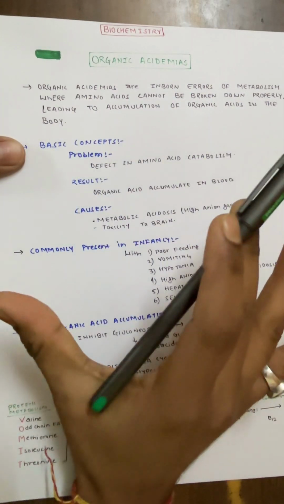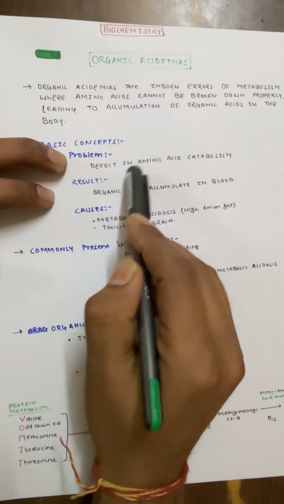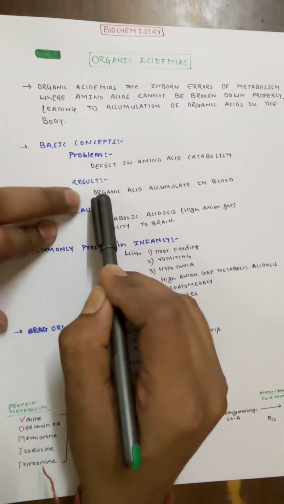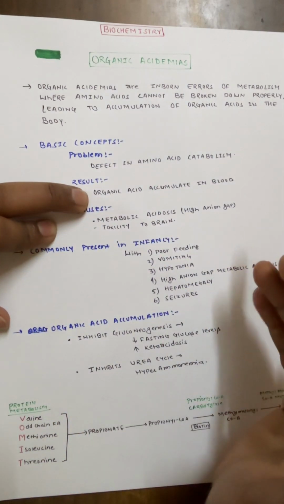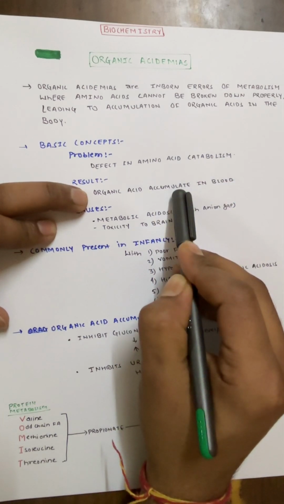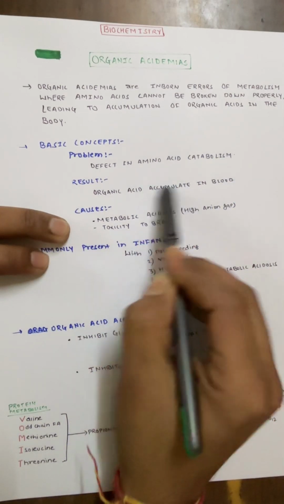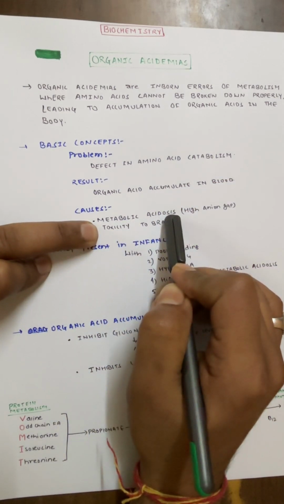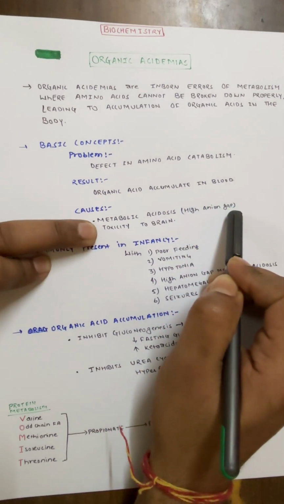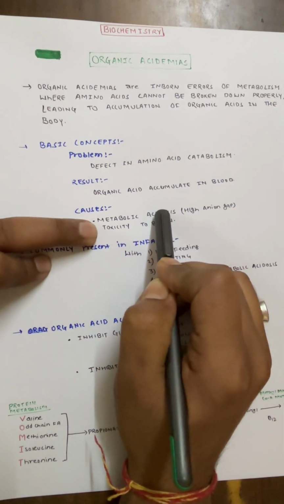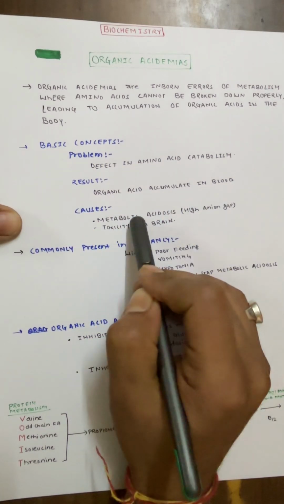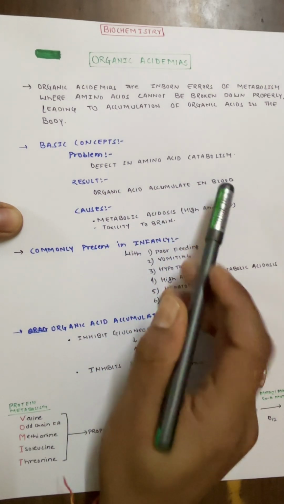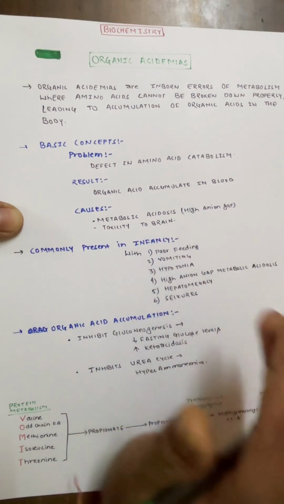Now the basic concept. The first problem is a defect in amino acid catabolism, that is degradation. What does it result in? If the amino acid does not degrade, or the catabolism process does not occur, then it will accumulate in the blood. If it accumulates in the blood, it will cause metabolic acidosis, and it will be high anion gap metabolic acidosis, with decreased HCO3 level. Remember, this is high anion gap metabolic acidosis. Then that accumulation of amino acids will be toxic to the brain.